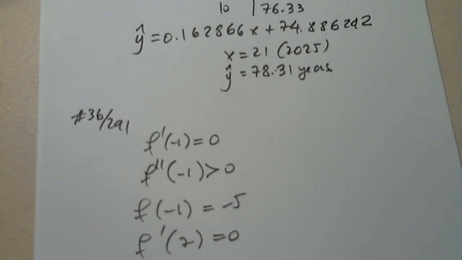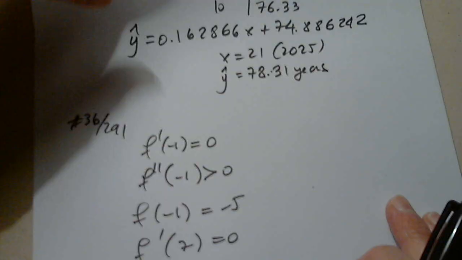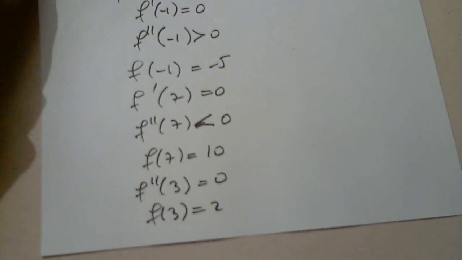Who knows if I copied everything from 36 or I mixed them up? Now I have to check. F prime of x, yes, that's correct. F double prime of -1 is greater than 0, correct. F of -1 is -5. F prime of 7 is 0, correct. F double prime of 7, less than 0. Okay, F of 7 is 10, good. F double prime of 3 is 0, and F of 3 is 2, perfect. Okay, it happens that I copied from one problem.